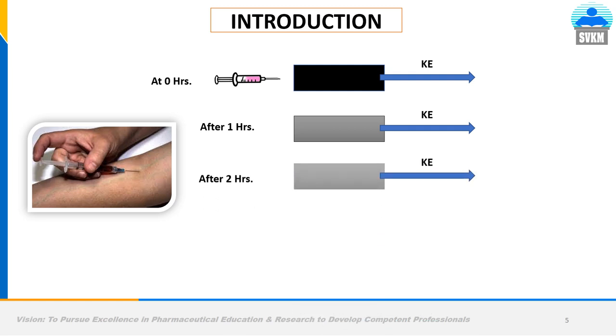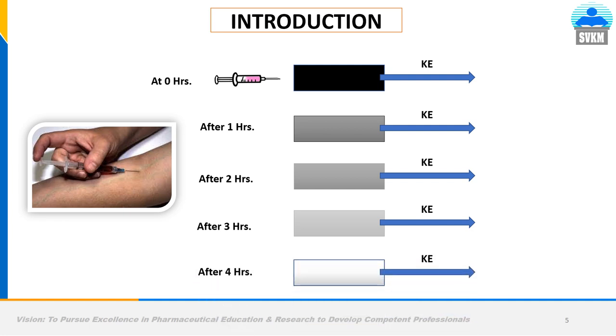Again, as the time increases, the concentration of the drug will decrease. After 3 hours, again the concentration of the drug decreases, and after 4 hours, again the concentration of the drug inside the body decreases, because after absorption the elimination is going on. If we observe this diagram, initially the concentration is maximum, that is 500 mg. After 1 hour the concentration decreases, after 2 hours again the concentration decreases, and after 4 hours there is a complete excretion of the drug from the body.